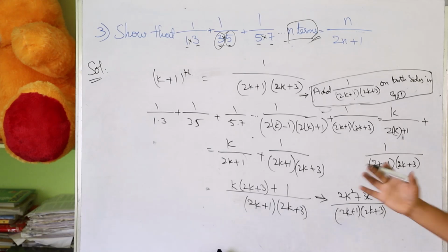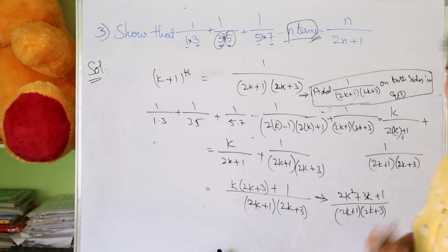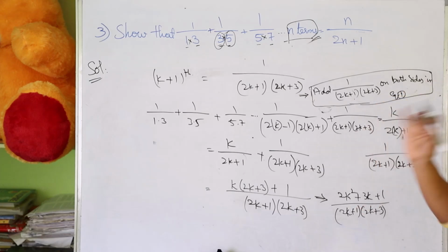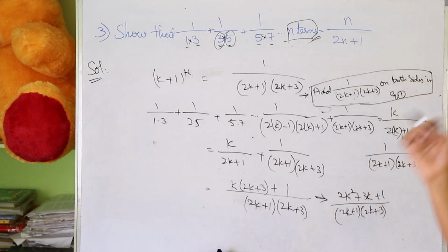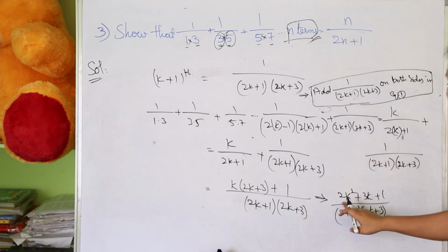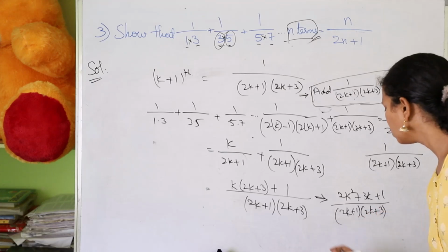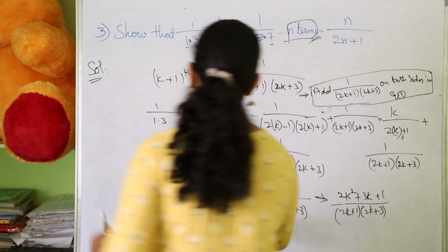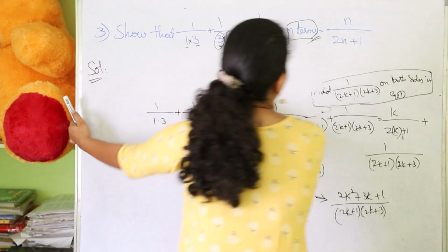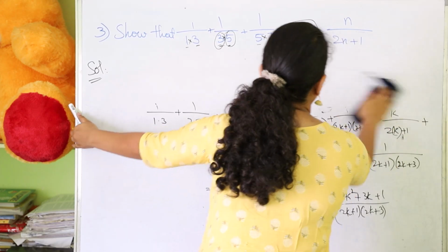Everything is easy, guys, but the equations that we solve step by step will be a little bit hard. If you make a small mistake, then the whole sum goes wrong. So you should be a bit careful while doing these calculations. So here you have 2k square plus 3k plus 1 by 2k plus 1 into 2k plus 3. Should I go? Let me write down the next step over here.